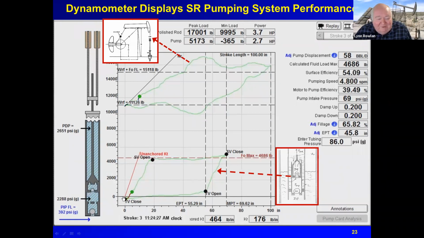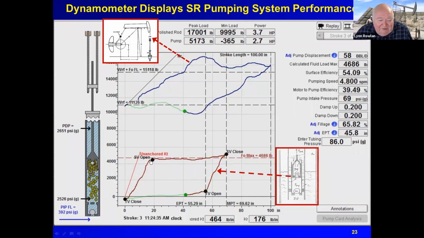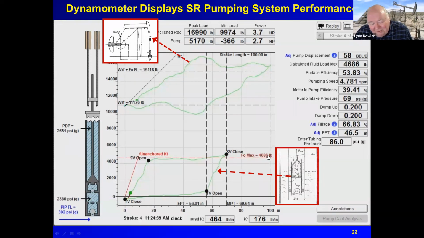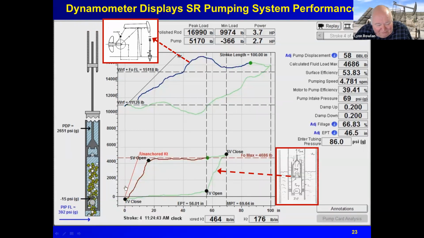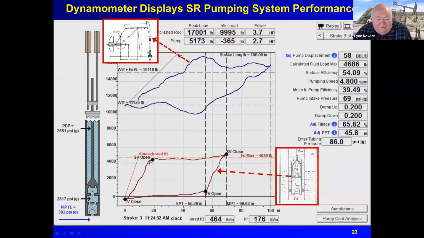And this well has two things going on with it. The pump is full, and so this is a full card. There's no gas in the pump. The pump intake pressure is low because this loads up here at the maximum load line, and it's showing that the tubing is unanchored. This line right there in red, called unanchored tubing, is the line that this should follow if there's no slippage.